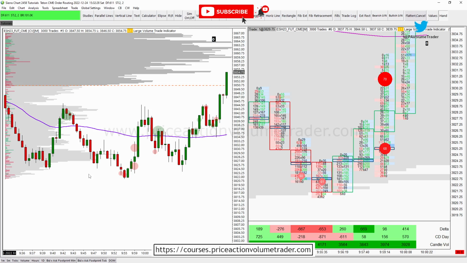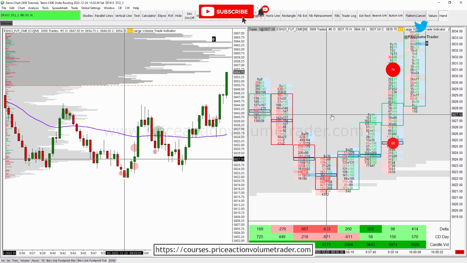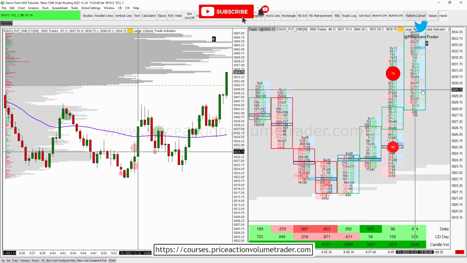Okay, but that's pretty much the large volume trade indicator and how I use it in confluence, again with volume profile, with order flow, with footprint, etc., to help guide me in my decisions. There are a lot of other strategies that I use this with. I'm not going into detail on that here.